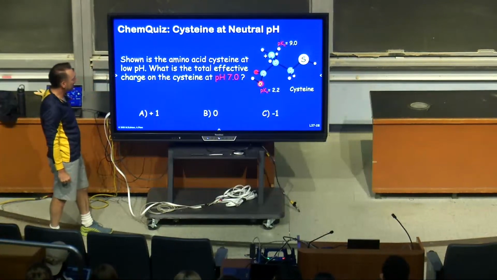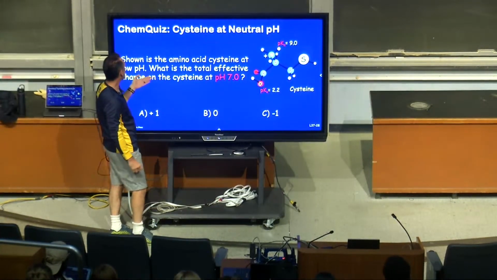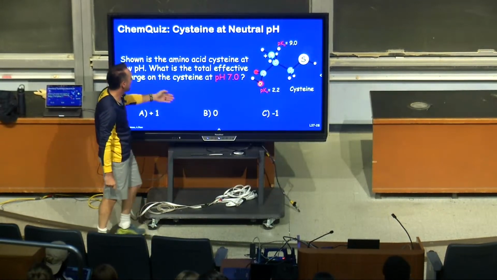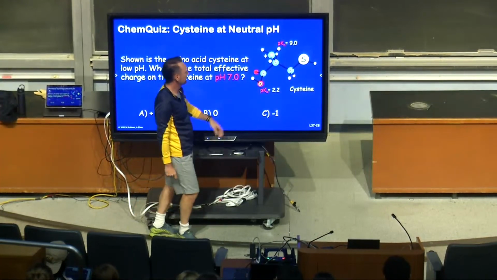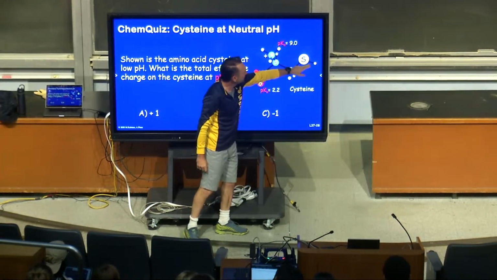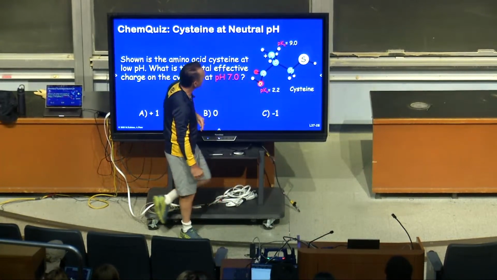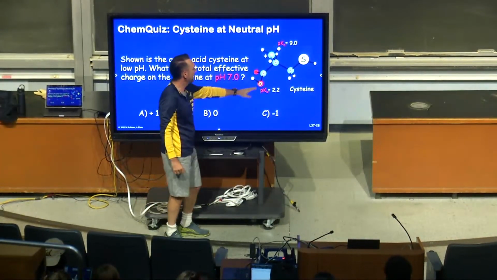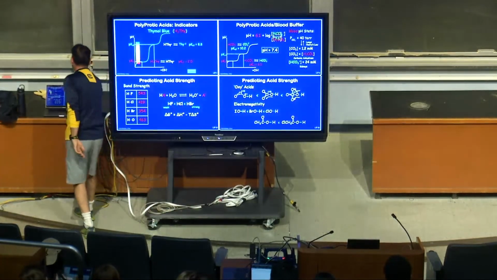We already did this, but I'll just talk through it again. What is the charge on the cysteine at pH 7? Well, here I've drawn all the protons attached, and I've said this has a pKa of 9, that has a pKa of 2. So at pH 7, this is the acidic form. That one's going to be the basic form.